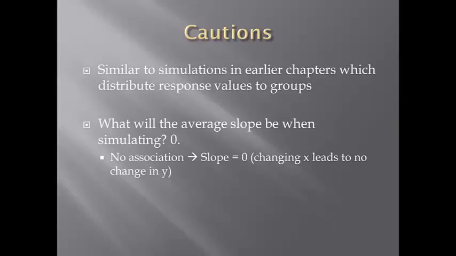Question for you, what will the average slope be when simulating? The average slope will be 0. This is because you're simulating no association, which implies that the slope will be 0. Essentially, that as we change the x variable, hours spent outside of class on non-academics, it leads to no change in the response variable, GPA, if that null hypothesis of no association is true.